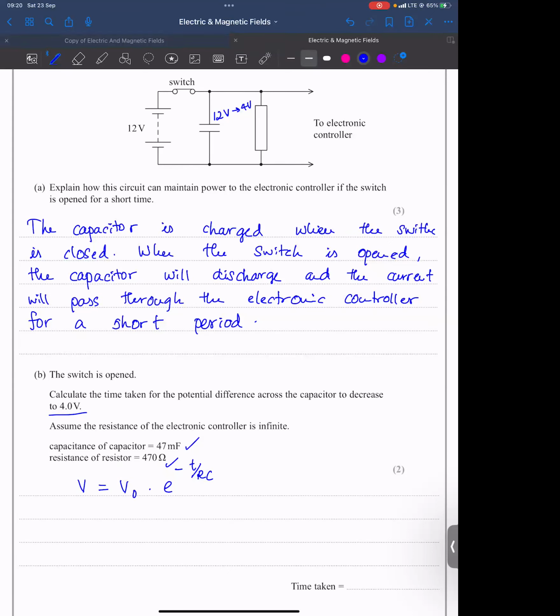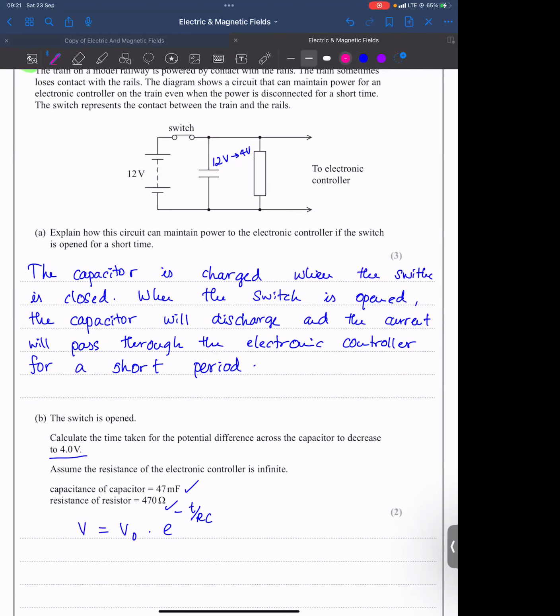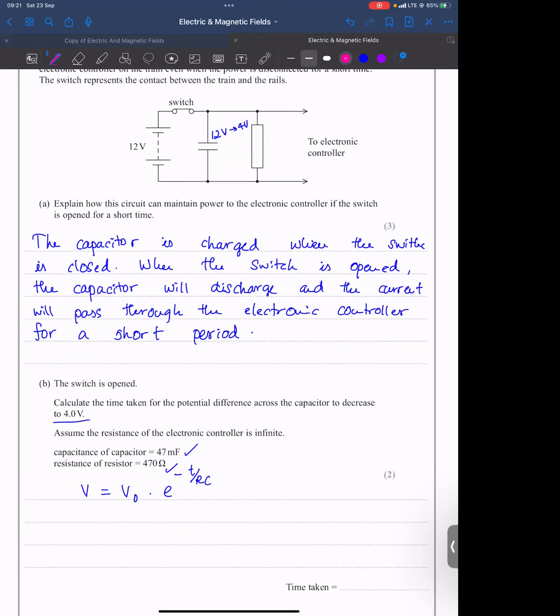Infinite resistance means, now imagine there is an infinite resistor here. Whatever current comes from the capacitor would pass through this one. Since this has infinite resistance, the current passing through this will be 0. That is the meaning of infinite resistance. So V equals V naught e to the power minus t over RC. We are supposed to find t.